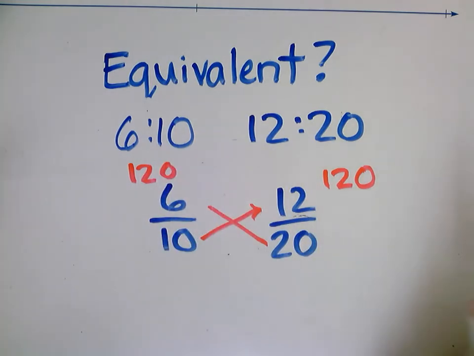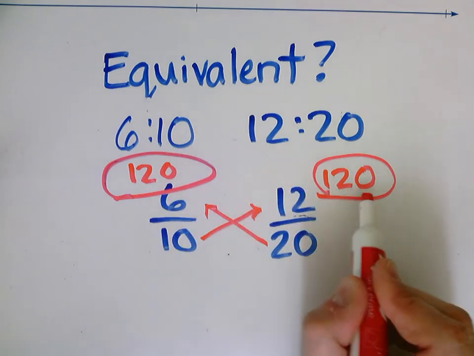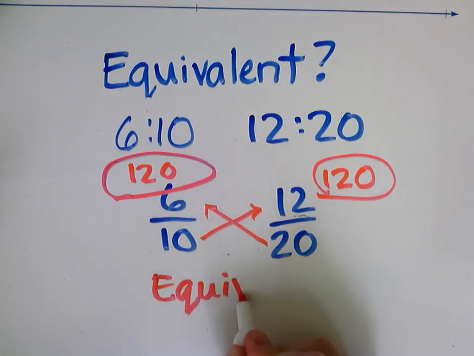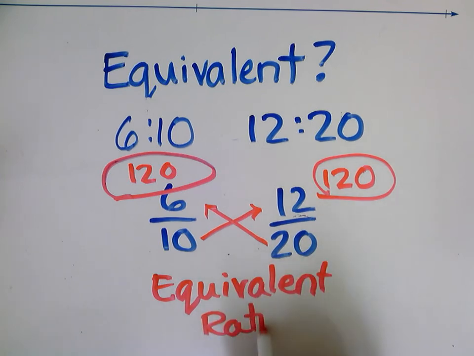So look and see, we're going to compare the products. 120 is equal to 120, so these are equivalent. These are equivalent ratios, okay? So on today's work, you're going to determine whether or not two given ratios are equivalent or not equivalent to each other.